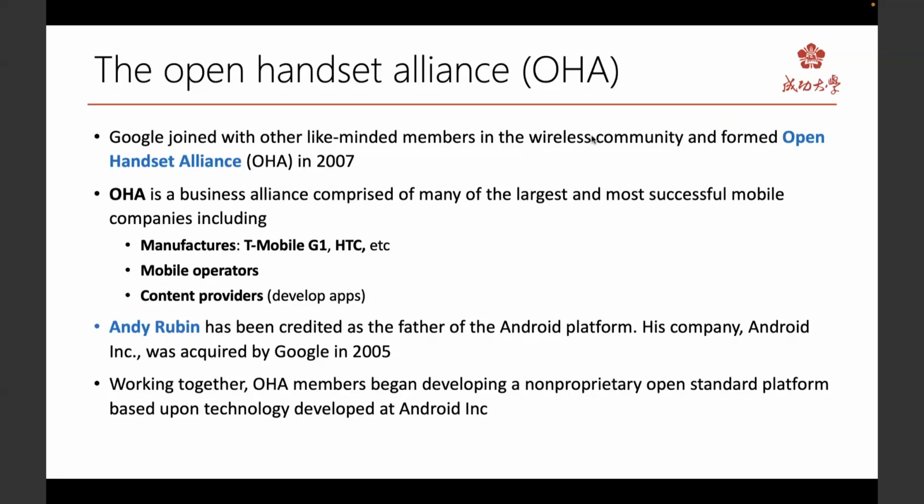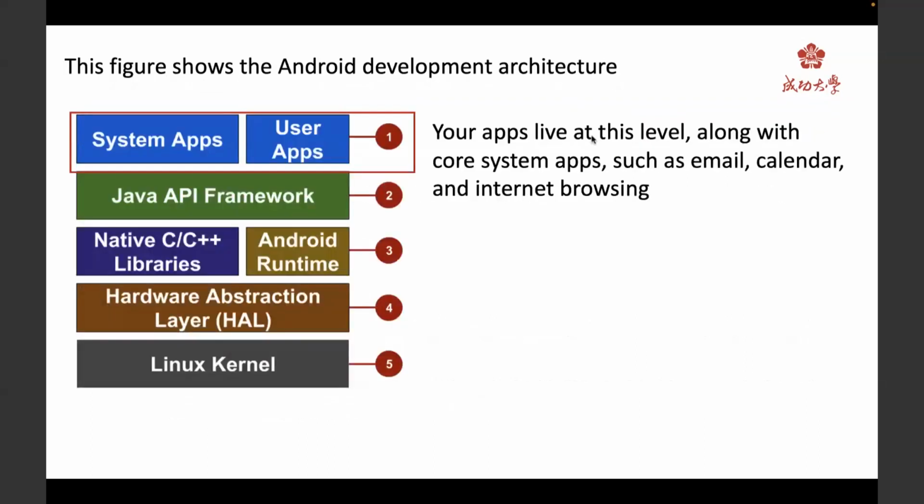And one thing you may not know is that Android was not actually originated from Google. Okay, so Android was developed by a company called the Android Inc. Okay, and Andy Rubin was widely considered as the father of the Android platform, and Android Inc. was acquired by Google in 2005. Okay, so that's how Google acquired the Android operating system, the Android platform. Okay, so that's where the Android operating system comes from.